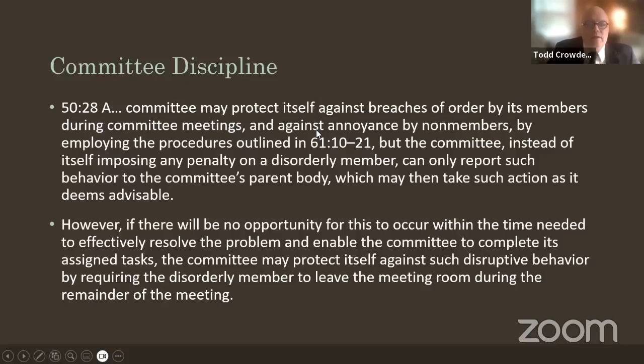But the committee, instead of itself imposing any penalty on a disorderly member, can only report such behavior to the committee's parent body, which may then take such action as it deems advisable. However, if there will be no opportunity for this to occur within the time needed to effectively resolve the problem and enable the committee to complete its assigned tasks, the committee may protect itself against such disruptive behavior by requiring the disorderly member to leave the meeting room during the remainder of the meeting.